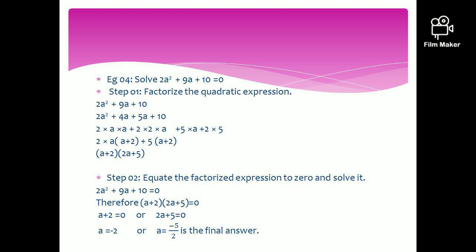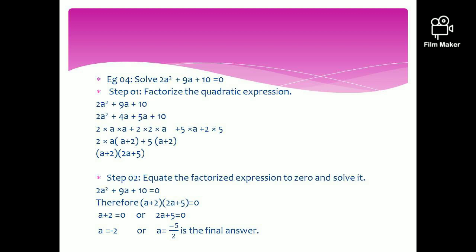You can see 4 into 5 is 20. If you add 4 plus 5, the answer is 9. Therefore, instead of 9a, write 4a plus 5a. Then from the first two terms, 2a squared plus 4a, you can write 2 into a, and 2 into a is common. From the next two terms, 5a plus 10, 5a is 5 into a, and 10 is 2 into 5. Now 5 is common. So the expression turns into 2 into a times a plus 2, plus 5 into a plus 2.